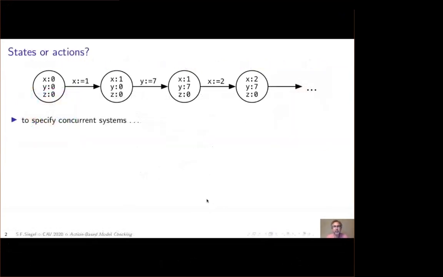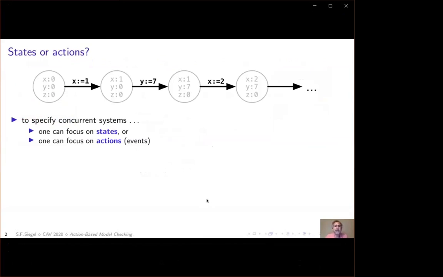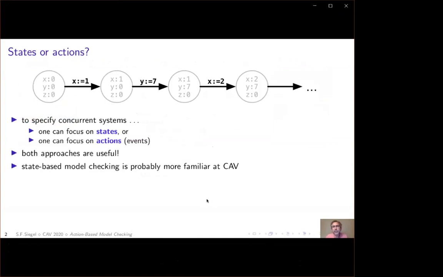An execution of a concurrent system is often modeled as a sequence of states and transitions. To specify such a system, one can focus either on the states or on the actions, that is, the events that take you from one state to another. Both approaches are useful, and one may be more appropriate in a certain context than the other. State-based model checking is probably more familiar here at CAV, but action-based formalisms are also widely used and important.